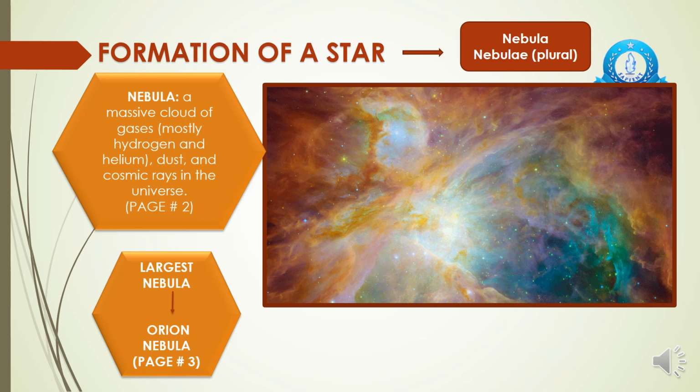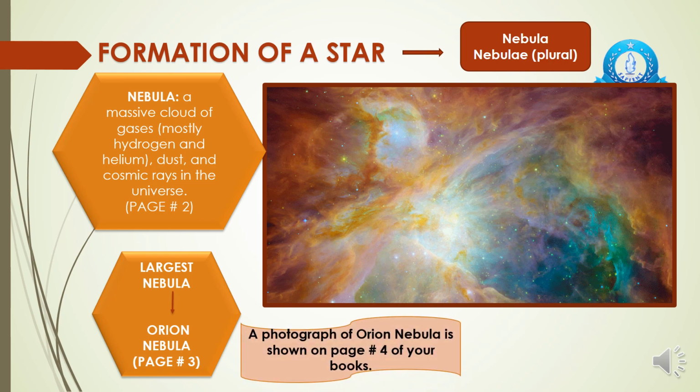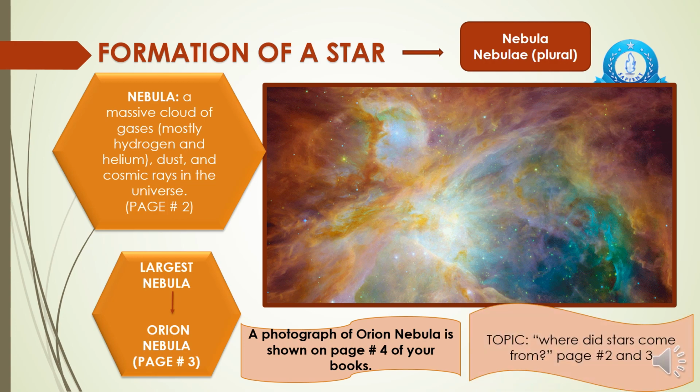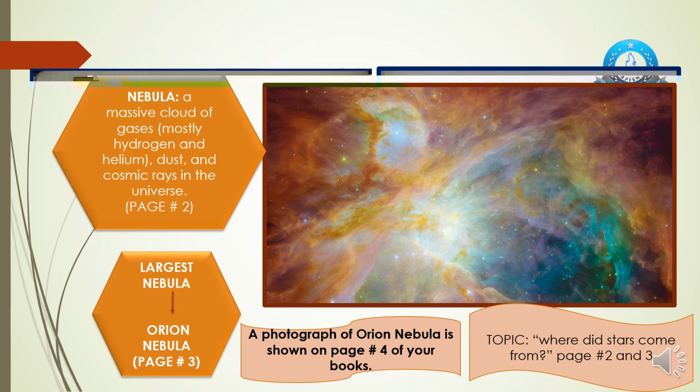All this information is given on pages 2 and 3 of your books. A photograph of the Orion Nebula is also shown on page number 4 of your books. Though we have not read page 4 till here, as I have discussed the Orion Nebula with you, you can turn to page number 4 of your textbooks and see the Orion Nebula there, right? All this information is given under the topic where did stars come from, which is on page number 2 and continues to page number 3 of your books, right?